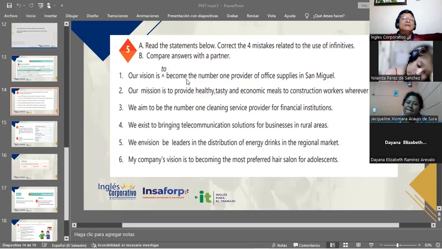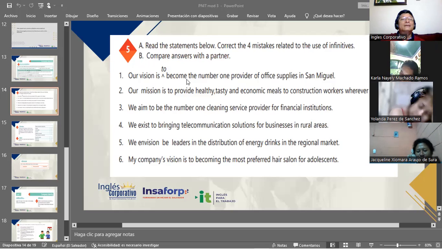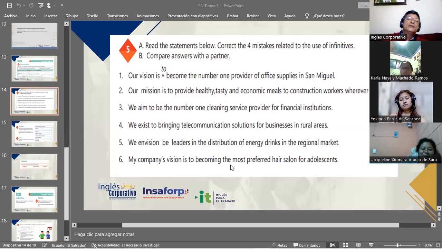¿Qué quiere decir el verbo base? Que no sufre cambio. No sufre ningún cambio. No ING, no ED, nada del pasado, nada de futuro. Se escribe el verbo sin ningún cambio. La base del verbo. Así que to become, to provide, to be, to bring, to be, to become.